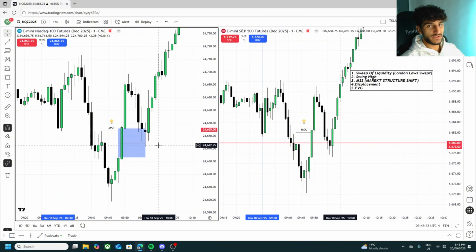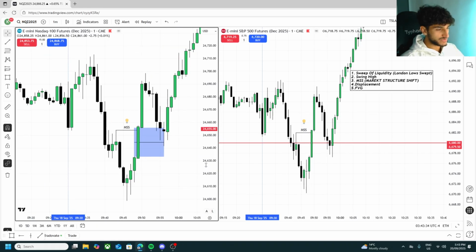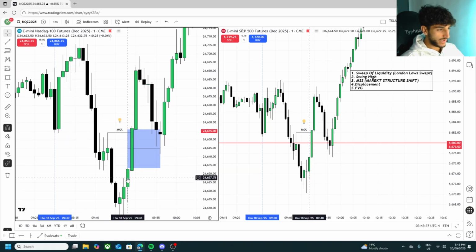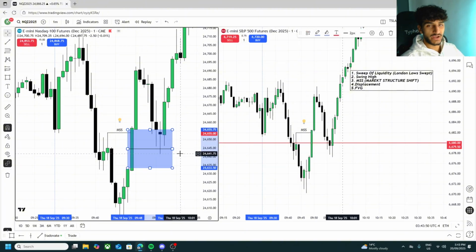And essentially what a fair value gap is, it's a 3 candle pattern. So let's say this is candle 1 and this is candle 2 and this is candle 3. In this bullish scenario, candle 1's high and candle 3's low are not overlapping. There is a price inefficiency. There's a price gap. That is essentially just called a fair value gap.